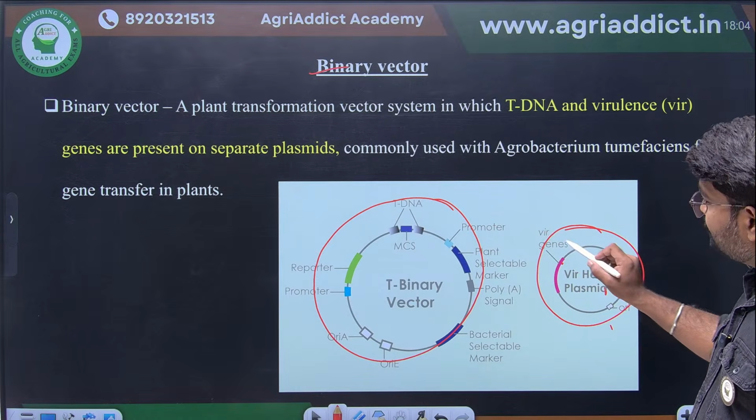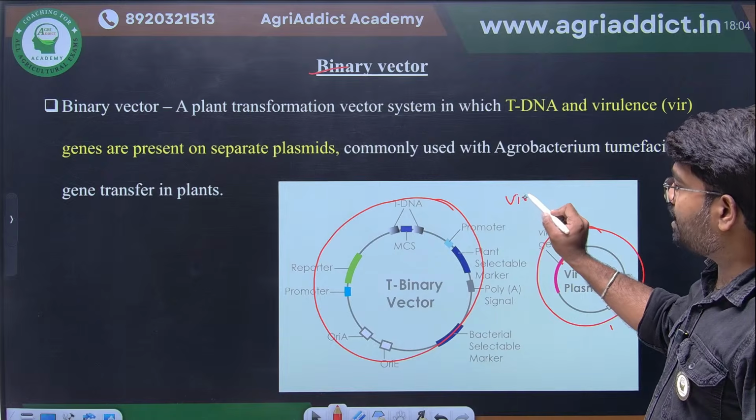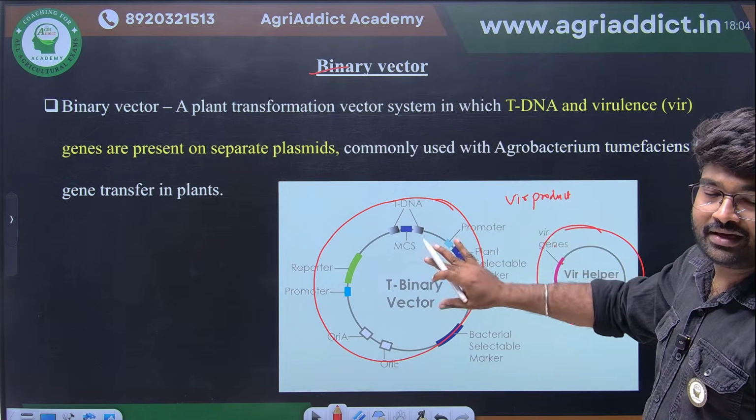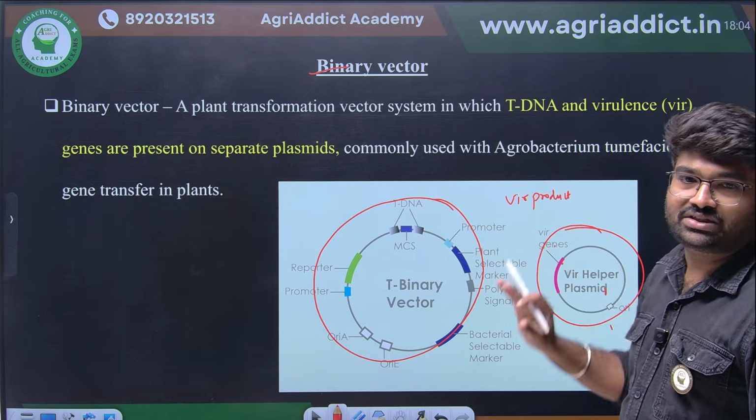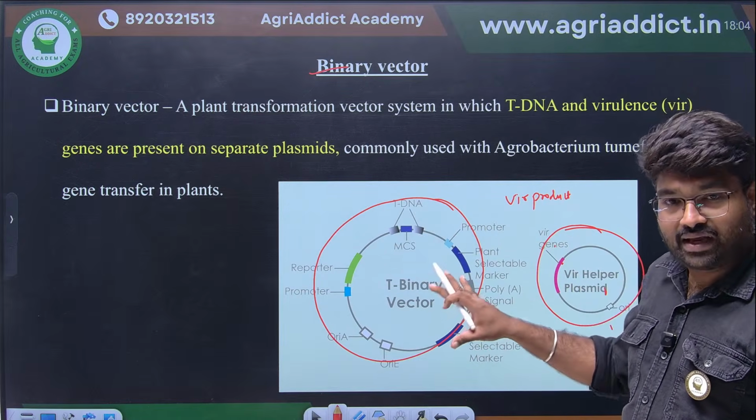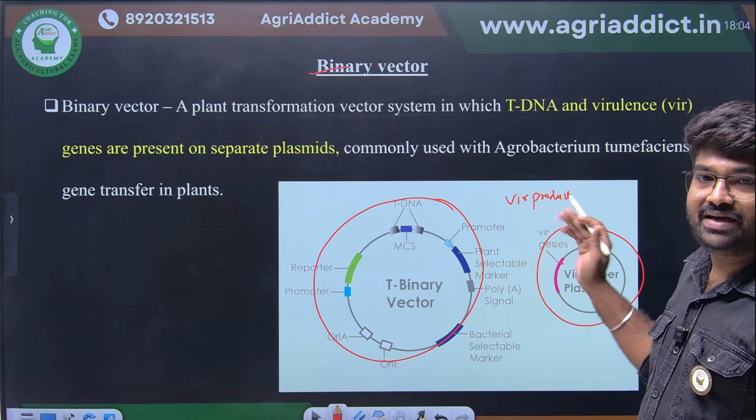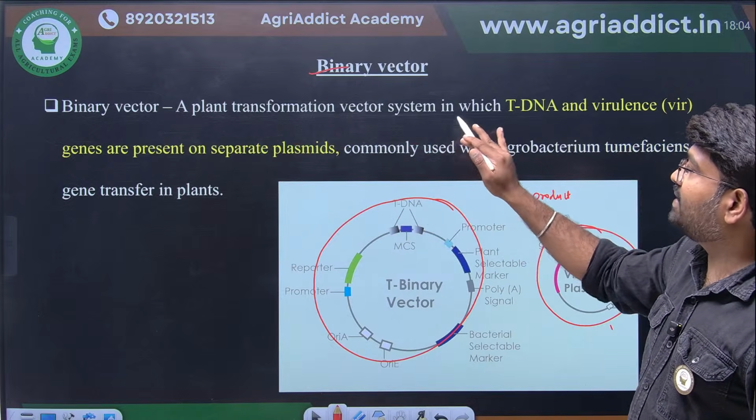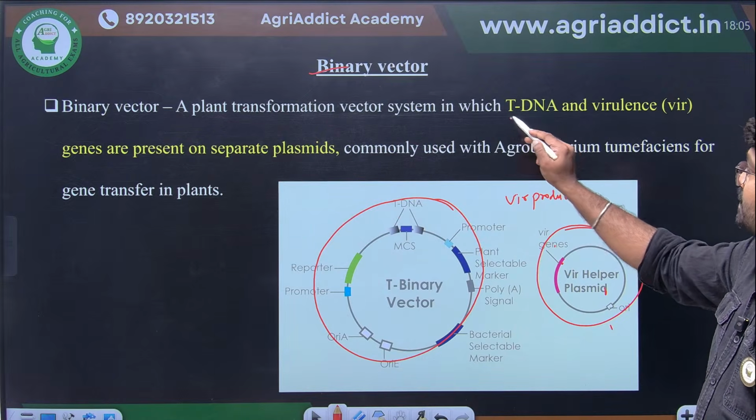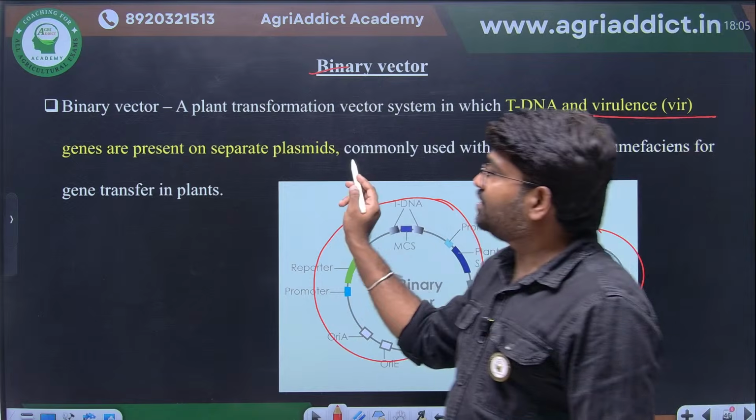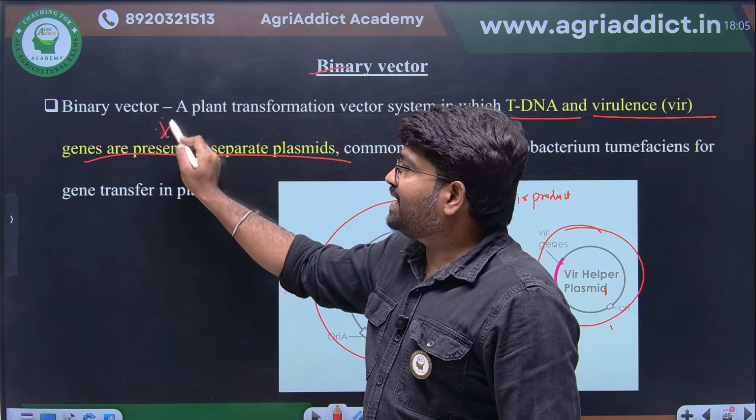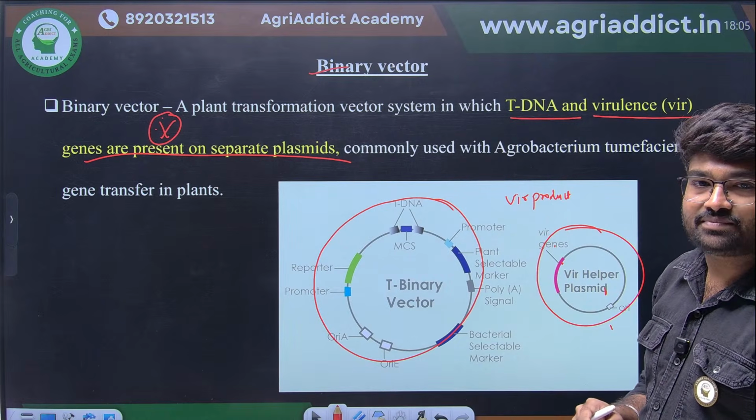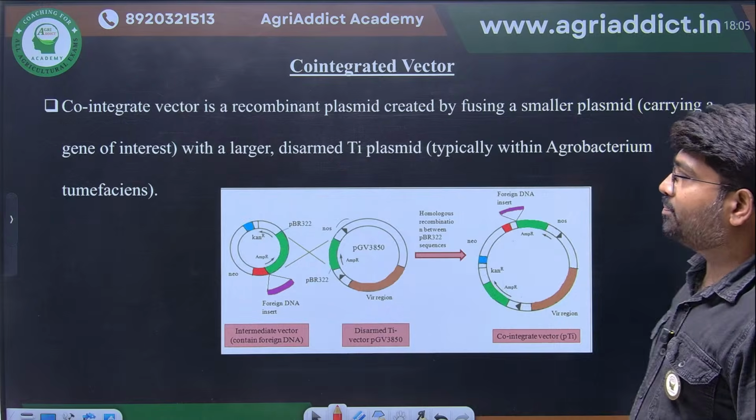These vir genes will release the vir products. These vir products will help in integration of the T-DNA into the host organism genome. Clear? This we are going to see briefly in upcoming slides. So binary vector means a plant transformation vector system in which T-DNA and virulence genes are present on separate plasmids. Clear?